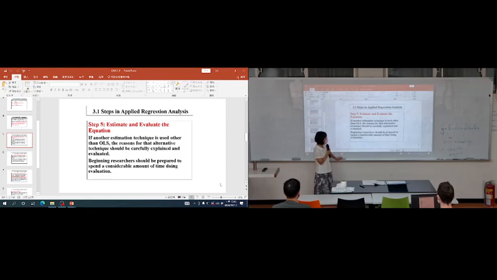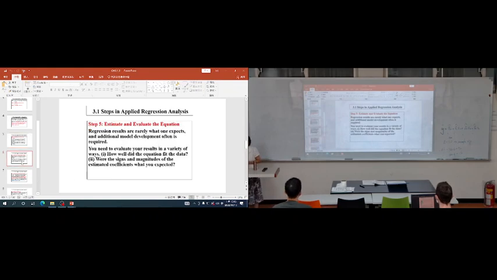And beginning researchers should be prepared to spend a considerable amount of time doing evaluation. Just check the result, check the result. You need to evaluate your result in a variety of ways. For example, how well does the equation fit the data?